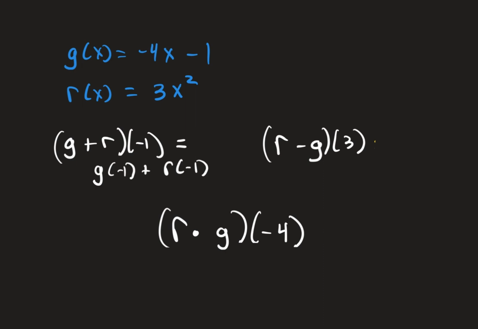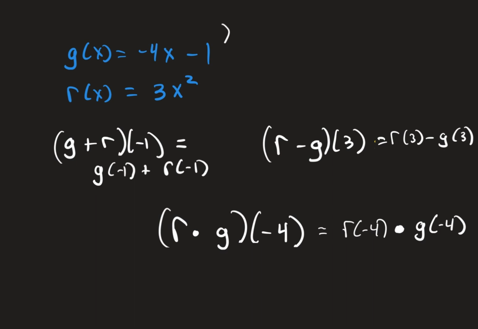I want you to find r minus g of 3. Notice it's r minus g of 3. So that's going to be r of 3 minus g of 3. And then the last one I want you to find is r times g of negative 4, I'm sorry. So you're going to find r of negative 4, and you're going to multiply that by g of negative 4. Give you 3-4 minutes.